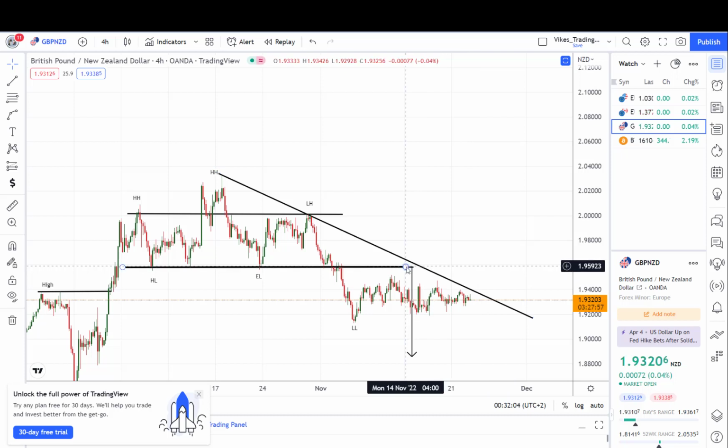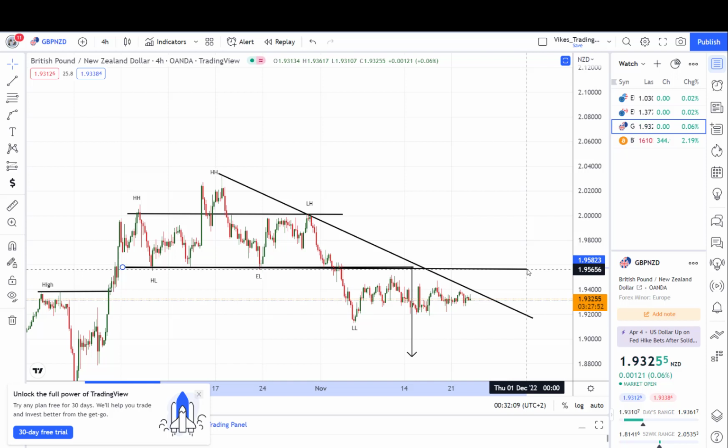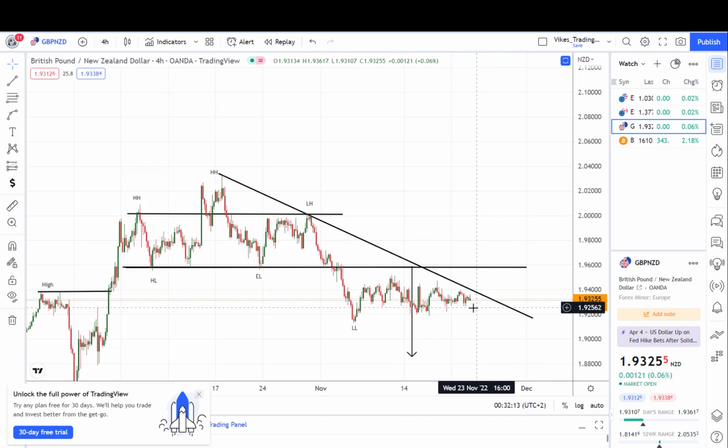So maybe we might extend this. My first position is if prices spike, touch this trend line and reject, then I will take my first short position there. That is after price spikes and rejects the trend line. In case the price breaches up on the upper side, I'll wait to look for opportunities around this place. That is my second pair of the night.